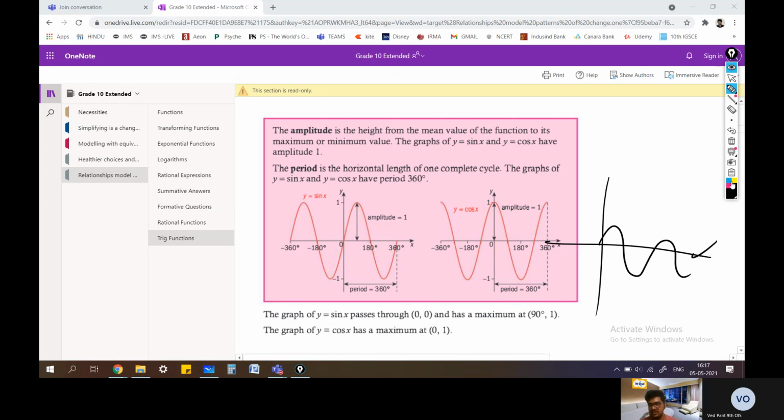But if I say my graph is like this, and the minimum it is going is +4 and the maximum it is going is +8, then my mean position will be (8 plus 4) upon 2, that is 6. That means my mean position will be this. So I'll check amplitude from its mean position.